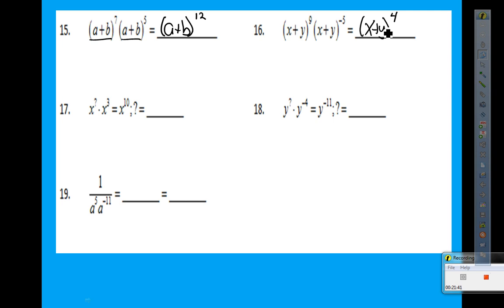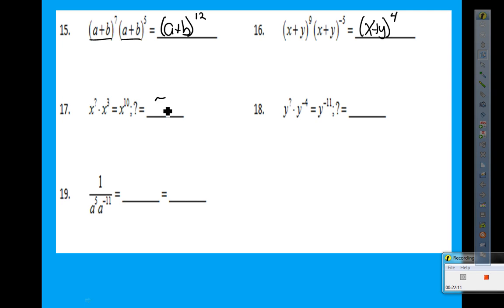Here's what I'm looking for on number 17. I need you to fill in the question mark. And here's what I mean by the question mark. I got x to some power times x cubed, and my answer is going to be x to the 10th. I need you to figure out what the question mark is, so that when I multiply them, I get x to the 10th. Well, hopefully you already saw that.